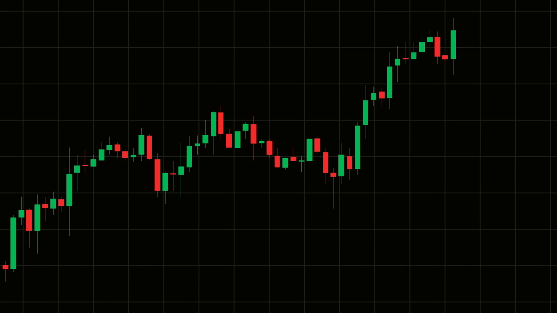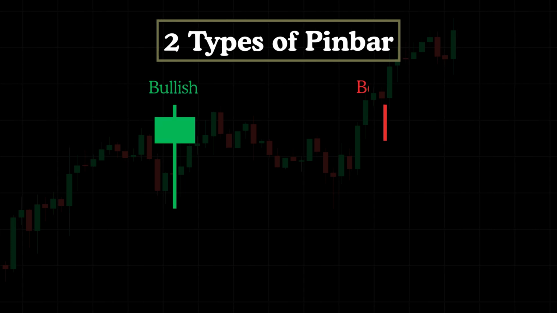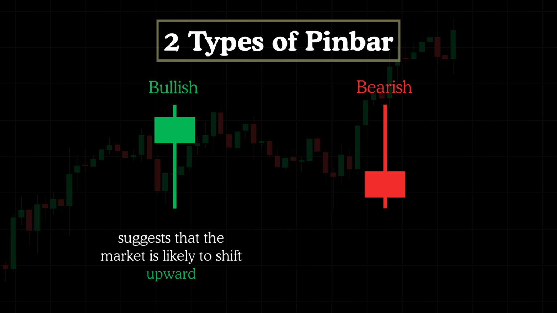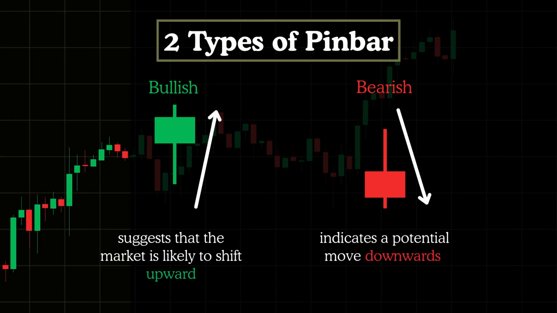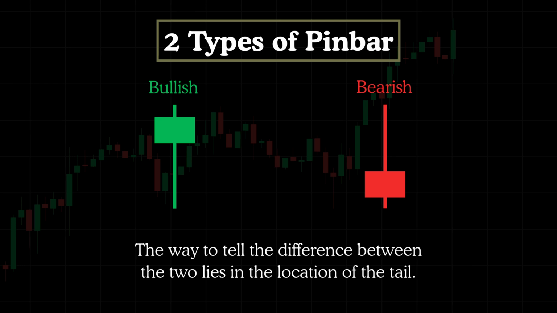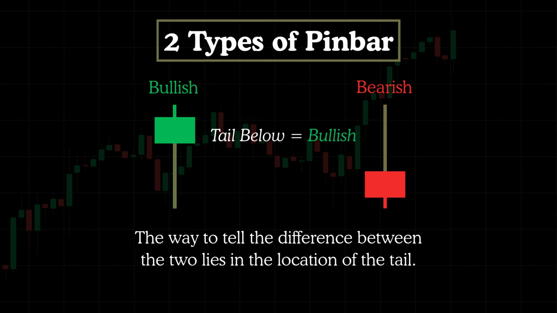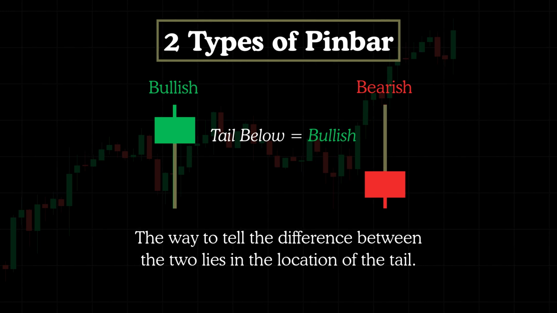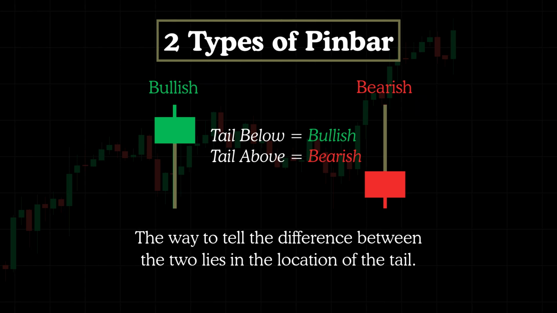Now let's move forward. There are two main types of pin bar formations, the bullish pin bar and the bearish pin bar. A bullish pin bar suggests that the market is likely to shift upward, while a bearish pin bar indicates a potential move downward. The way to tell the difference between the two lies in the location of the tail. If the tail is positioned beneath the body of the candle, then it's classified as a bullish pin bar. On the other hand, if the tail is found above the candle's body, then it's identified as a bearish pin bar.